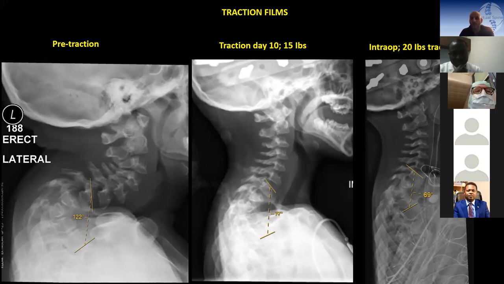Out of curiosity, how big are these lateral masses here? Or can you get 12 or 14s in here? Or they look very pretty small. Yeah, very small, very small.